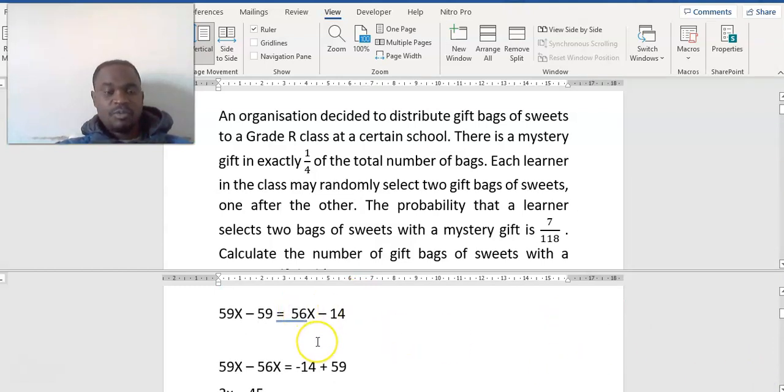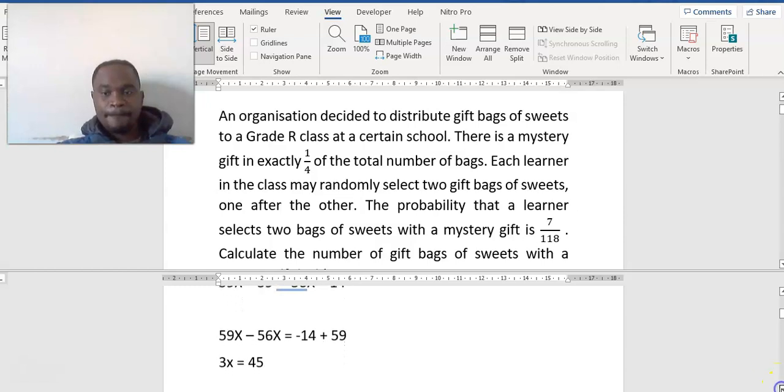Then we need to group the like terms. So I'm going to transpose this 56 to this side. It's going to be minus 56x is equals to minus 14. If I transpose this minus 59 to this side, it's going to be plus 59. Then 59 minus 56 will give us 3. So we have 3x minus 14 plus 59 will give us 45.